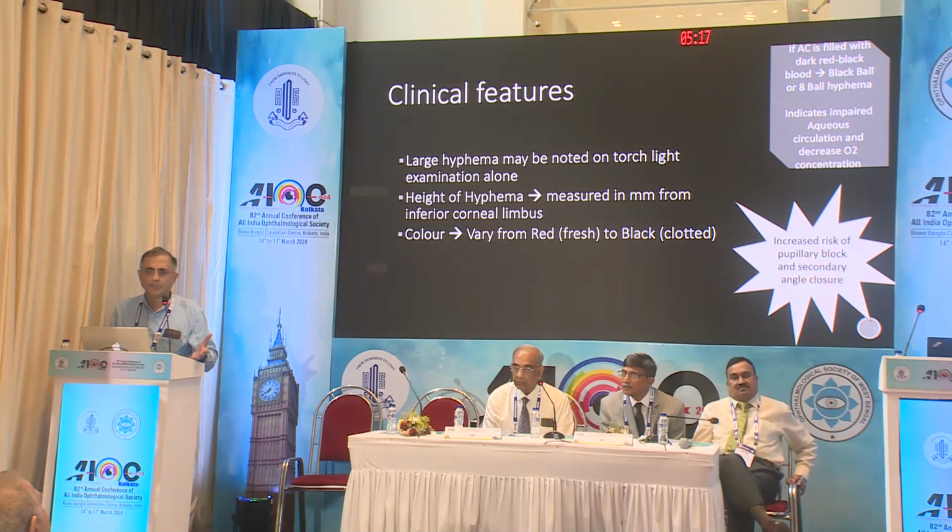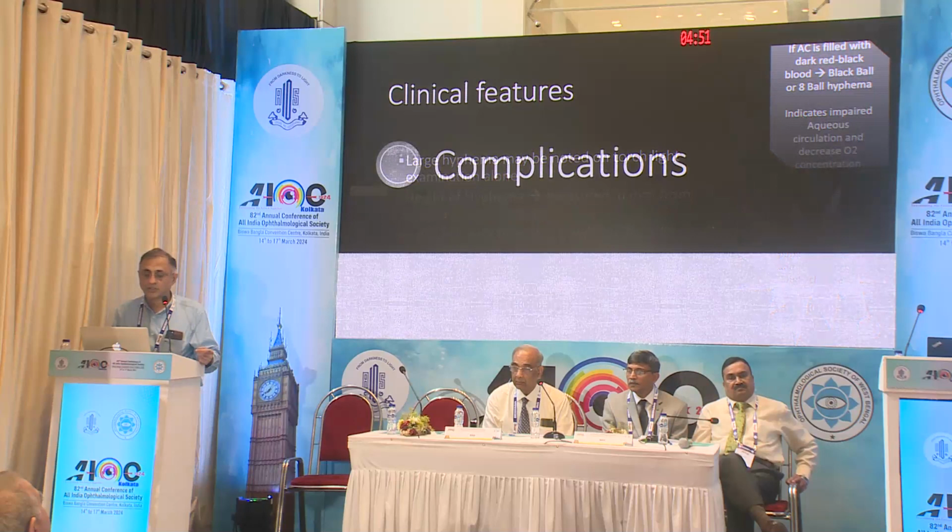So when you look at the patient, you need to measure and see how big the hyphema is. You need to measure it from the inferior corneal limbus. You need to look at the color, whether it's red or black. Red is fresh. If it is black, it is generally called the black ball or 8-ball hyphema. It means the aqueous circulation is impaired and there is decreased oxygen concentration.